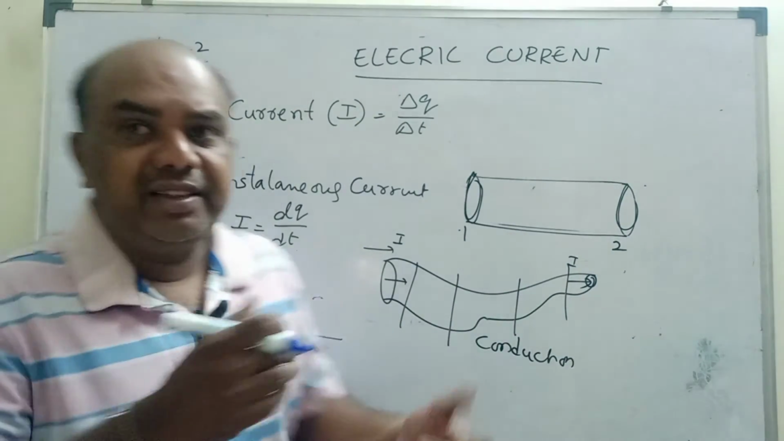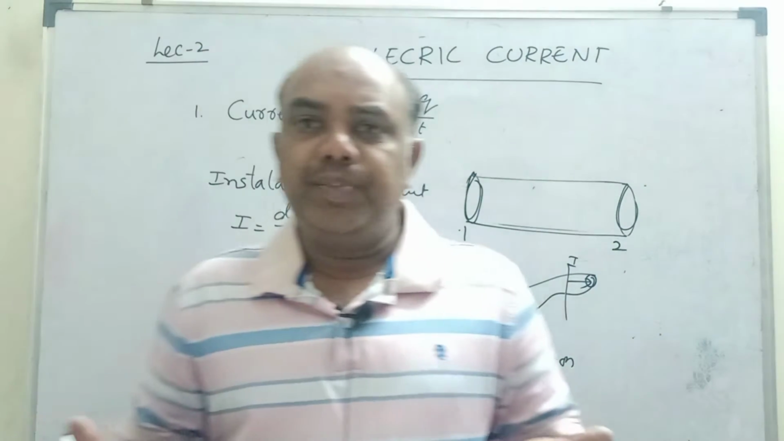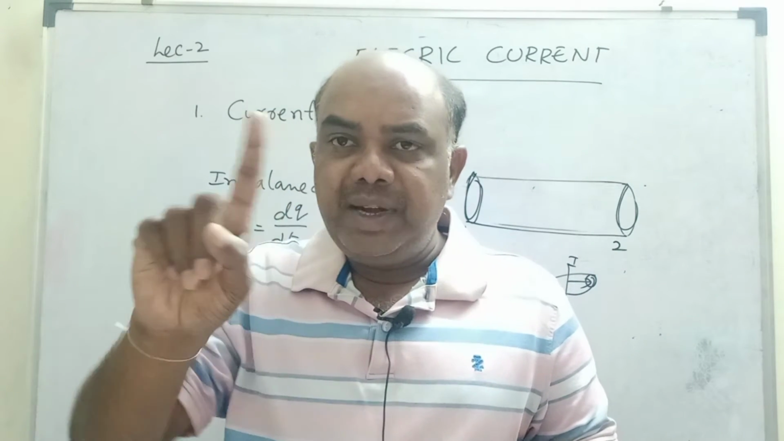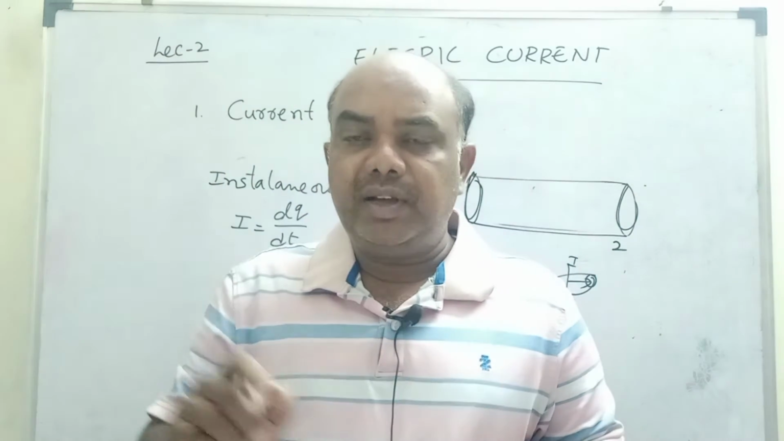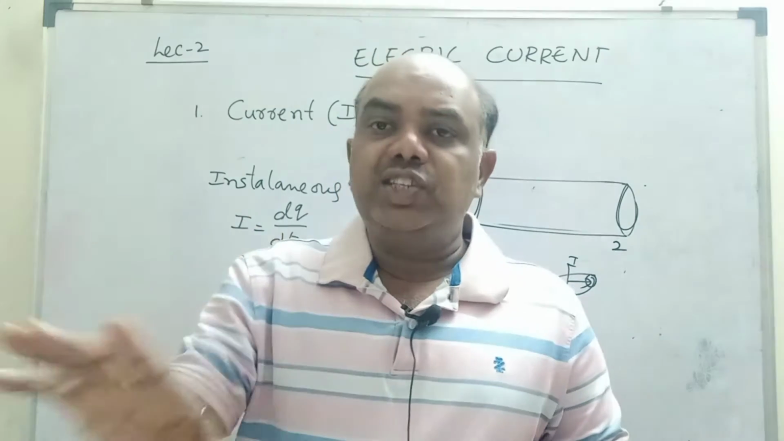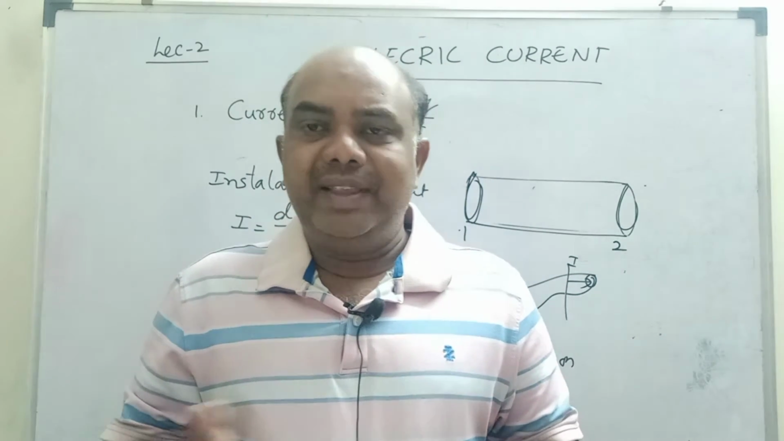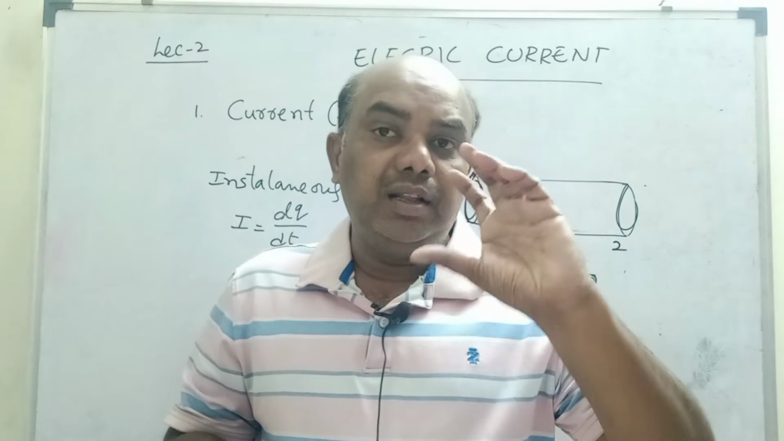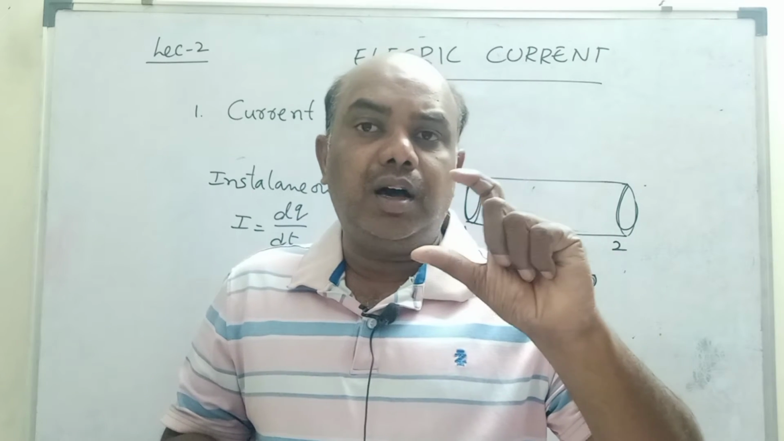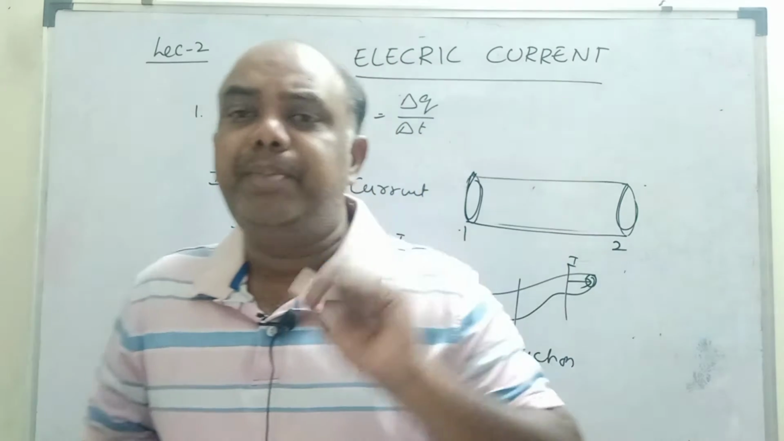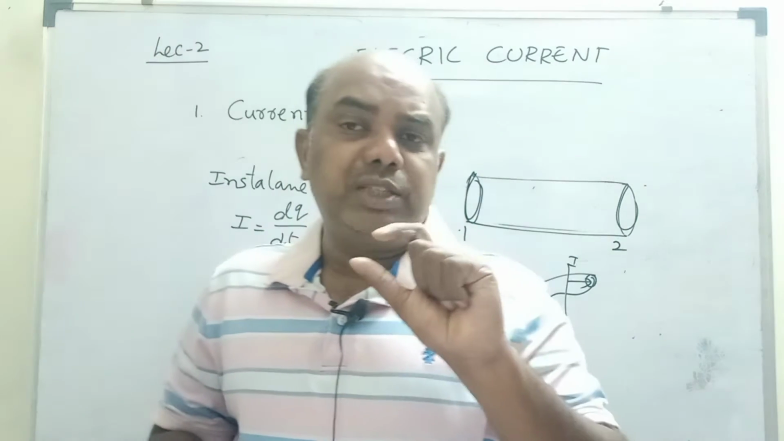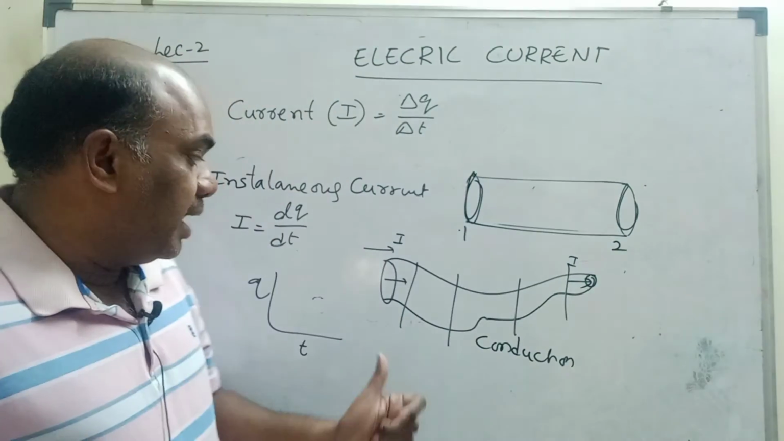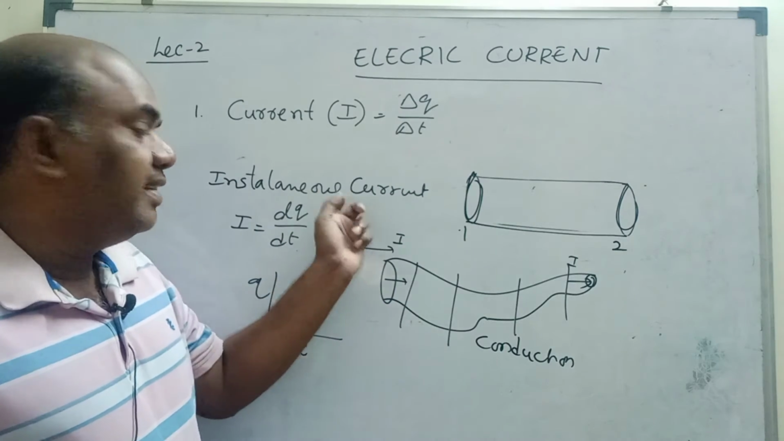So instantaneous current is like instantaneous speed. If you are riding a bike, your speedometer shows 80 km per hour at one instant, and at another instant it shows 60 km per hour. If there is a traffic signal, it shows only 20 km per hour. So the speed of the bike or car gradually changes with time. How the speed of the bike changes with time is called instantaneous speed. In the same manner, this is called instantaneous current.